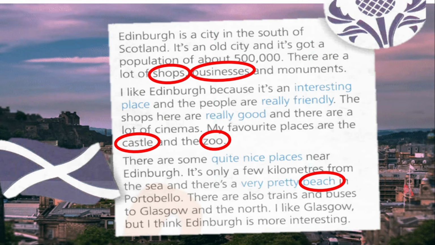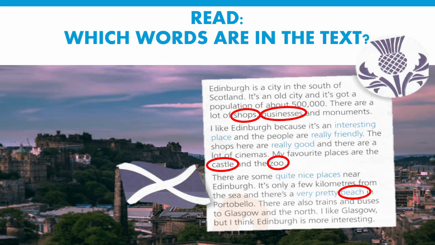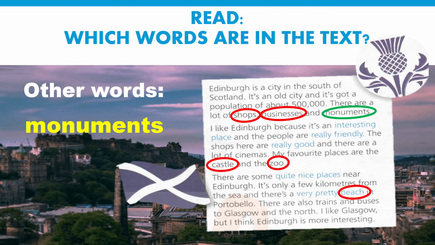These are among the 5 words that we had gone through just now and are spotted in the text that we have read a moment ago. Did you manage to get the same amount of words? However, what are the other words of places that you can find in this text? They are monuments, cinema, and also sea.